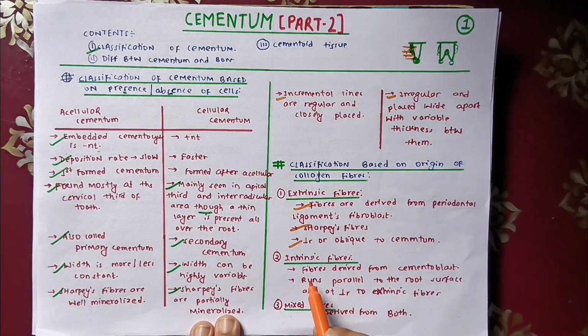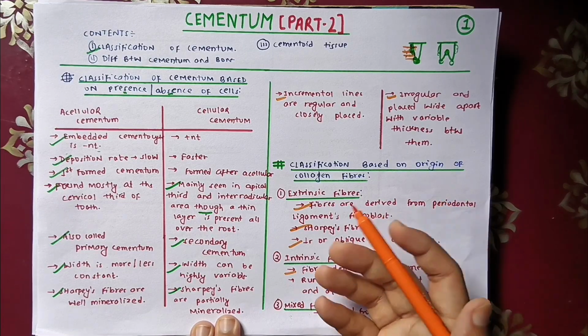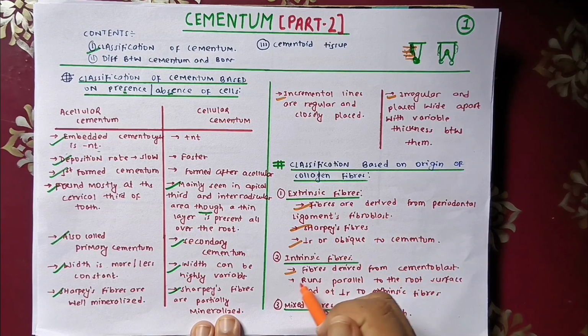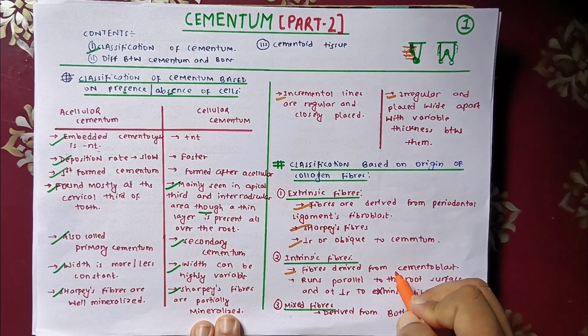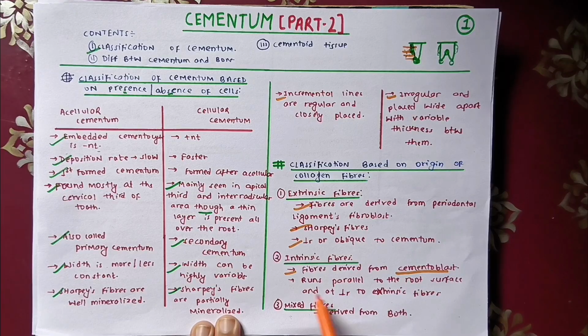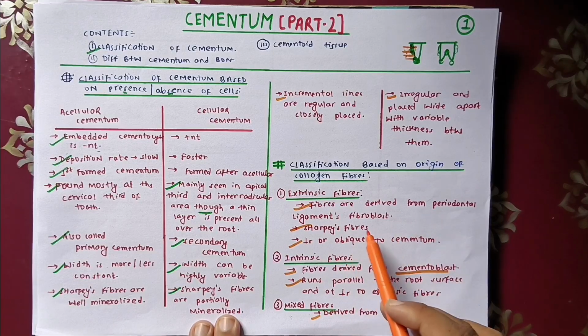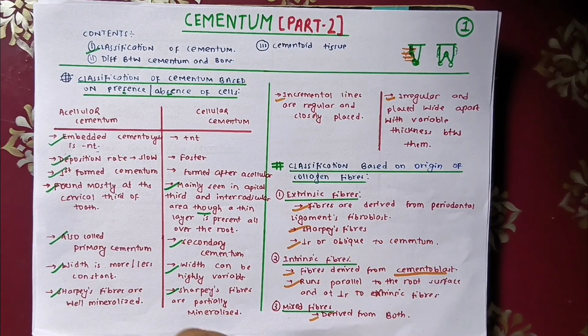Now in intrinsic fiber, fibers are derived from the cementoblast. The cementoblast forms the cementocyte, and it also forms the fibers. So intrinsic fibers are derived from the cementoblast. This is very important. Similarly, they run parallel to the root surface and are perpendicular to the extrinsic fiber. And the mixed fiber is derived from both. I think it is at the boundary level.